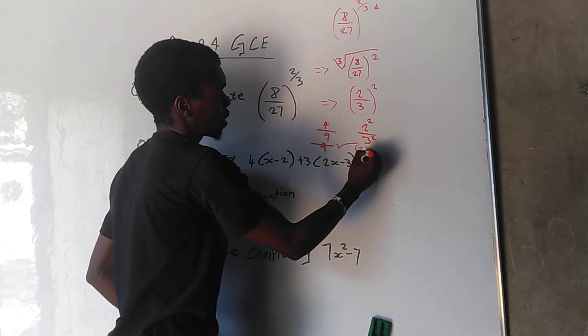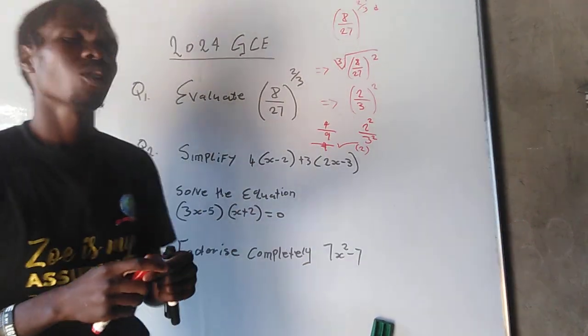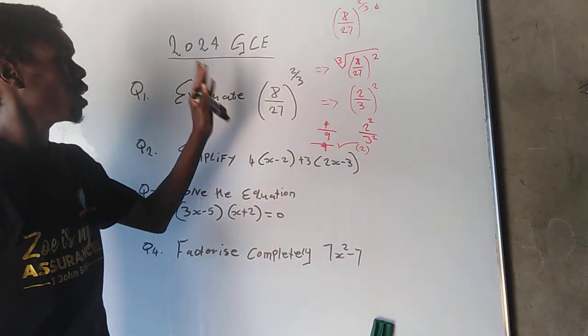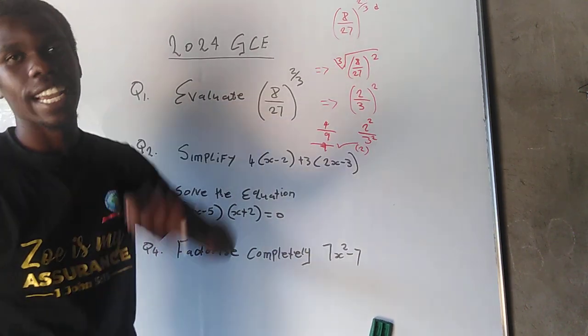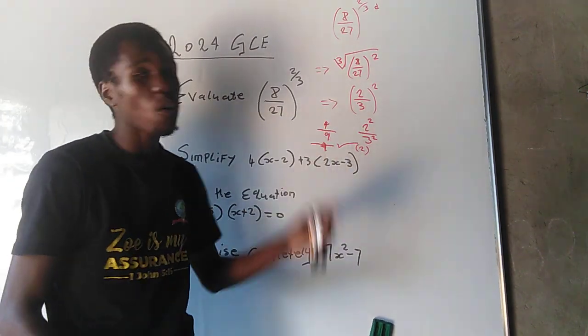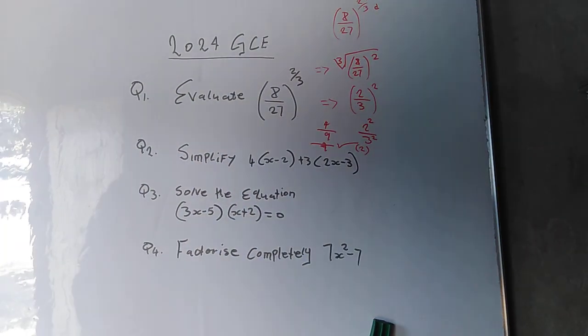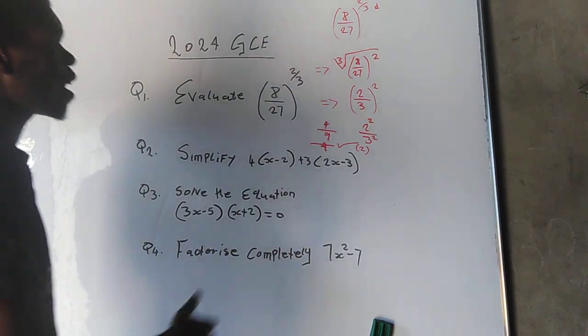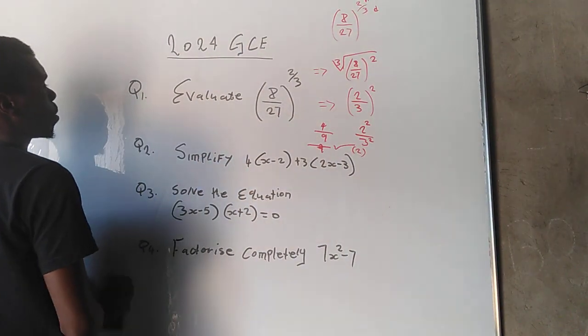2 marks. So the first question of the 2024 GCE Mathematics Paper 1, the first solution was 4 over 9. Okay, 4 over 9. That was our first solution. Okay, let's try and talk about the second solution.